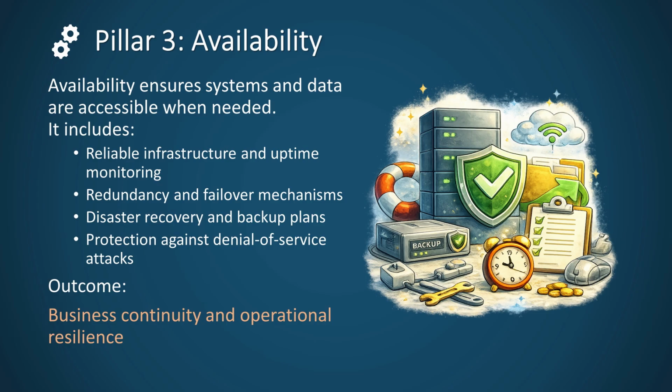Another important part of availability is disaster recovery and backup planning. These measures ensure that if something unexpected happens, like a system crash or even a natural disaster, data can be restored and services can continue with minimal disruption.